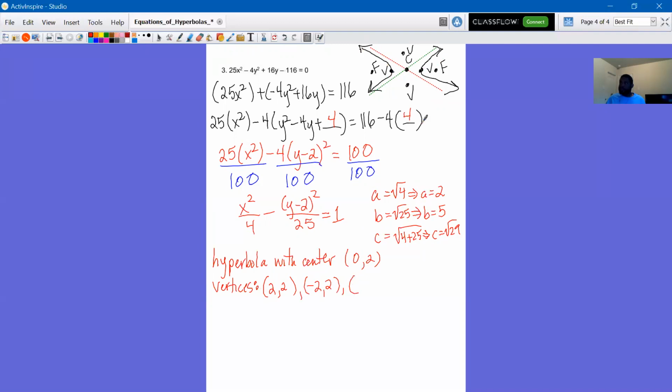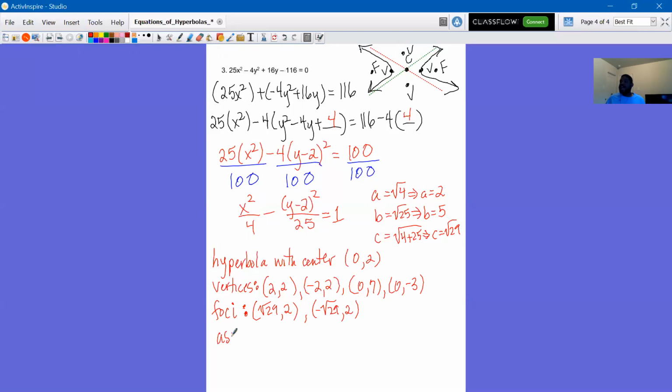Then we're going to add b to the y-coordinate of the center, which is 0, 7, and subtract b from the y-coordinate of the center, which is 0, negative 3. And then our focus points: we're going to add c to the x-coordinate of the center, which is square root of 29, comma 2, and subtract c from the x-coordinate of the center, which is negative square root of 29, 2.